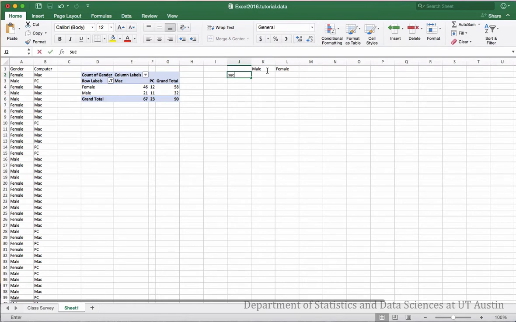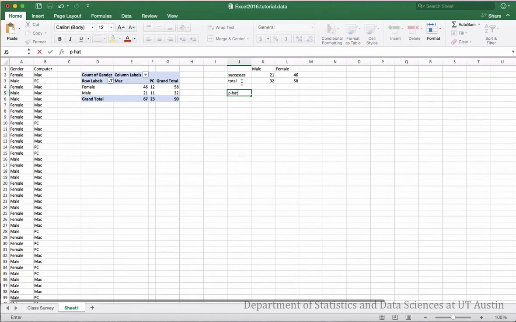So I'm going to look at the successes in those who identify as male. And if we look here, there were 21 people who chose to use a MacBook computer who identified as male. There were a total of 32 people who identified as male. Successes for female were 46 who chose to use a MacBook computer out of the 58 total people who identified as female. Now that we have the total number of successes in each group, what we're going to calculate next is the proportion of successes for each group.